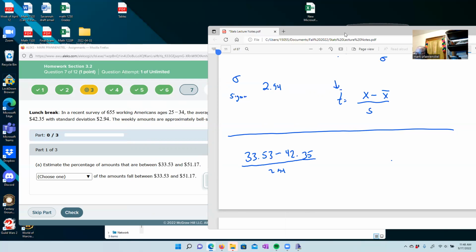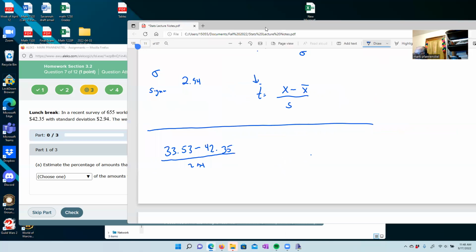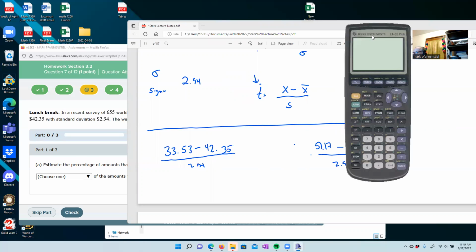So we want $51.17 minus $42.35. That's still the same average, and then divided by $2.94. And then what do these equal? So we'll go ahead and just calculate that.